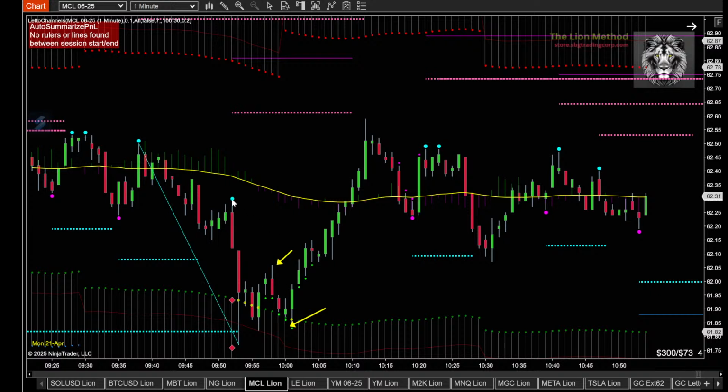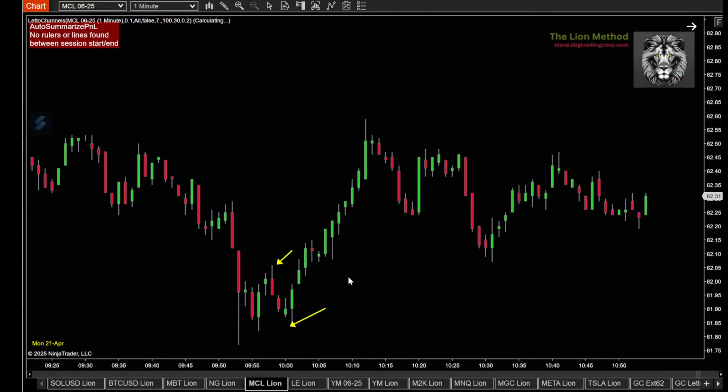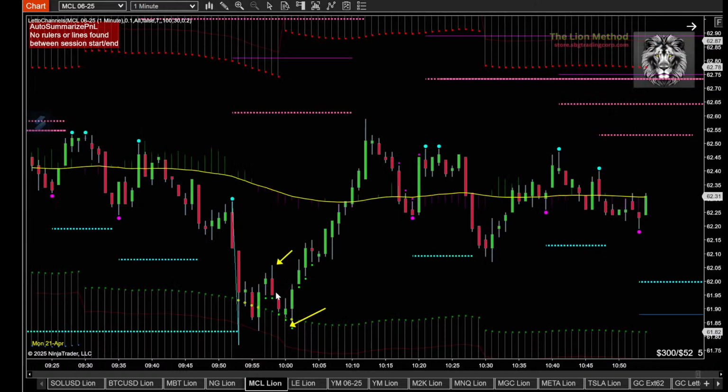So let's say we want to loosen up that filter a little bit. I'm going to go to half of an ATR. So let's go down here and set this to 0.5. And we'll see that dot come in, I'm sure. Oh, maybe not. Let's go a little bit lower.